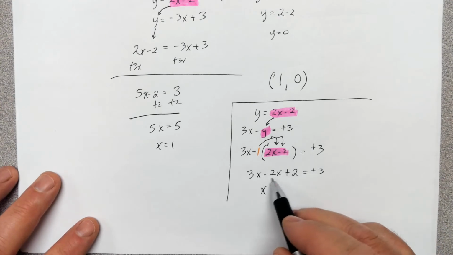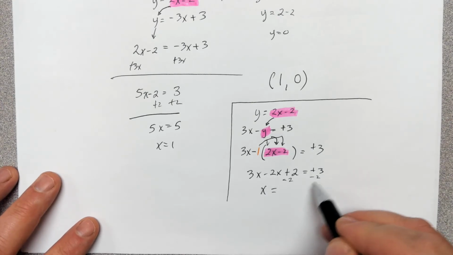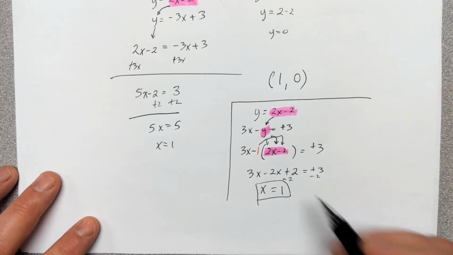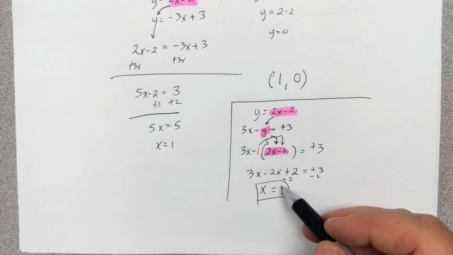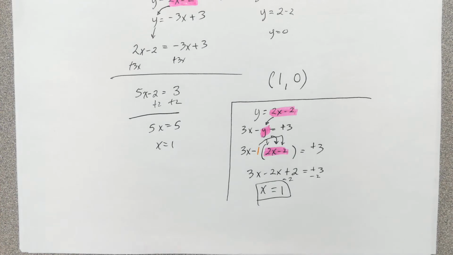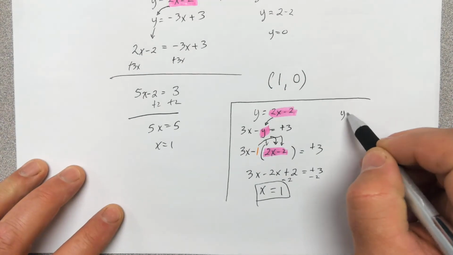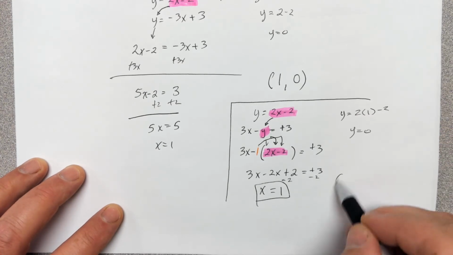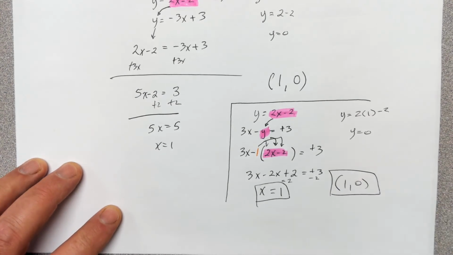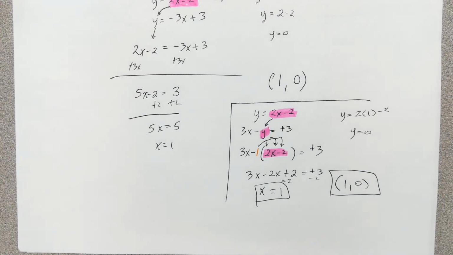So this is x, and then we're going to subtract 2. 3 minus 2 is 1. Once you find one of the letters, plug it in and find the other. Just like here, you take y equals 2 times 1 minus 2. You get 0, so just make sure you write your answer. Done.